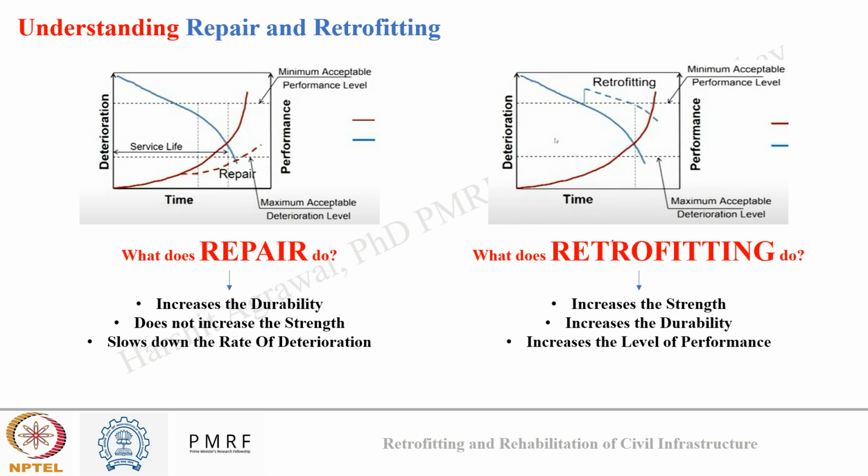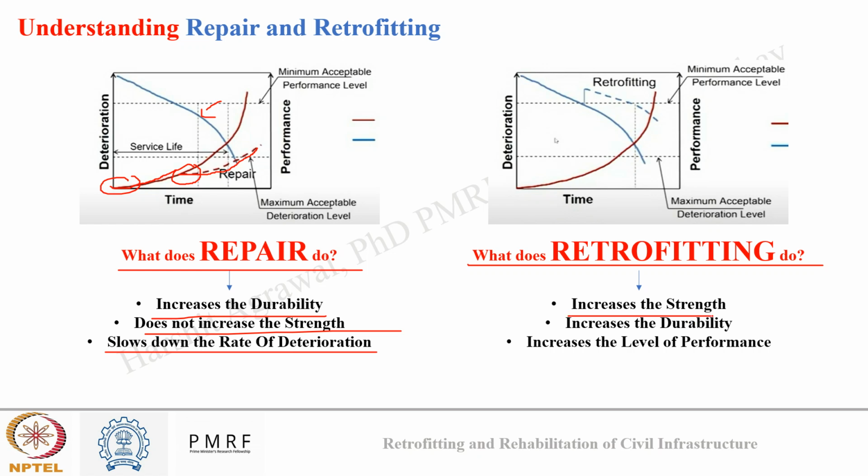Now, since it is an important junction of this course, repair and retrofitting, let's emphasize the same point again through the flowchart. So, what does repair do? Repair increases the durability of the structure while it does not increase the strength of the structure. And the same can be seen as it is slowing down the rate of deterioration. So, here you can see the rate of deterioration after repair is reduced, and you can see the slope of deterioration is again the same as how it was initially. So we are restoring the initial condition of the structure here, while my performance, the strength based performance, is left unaffected.